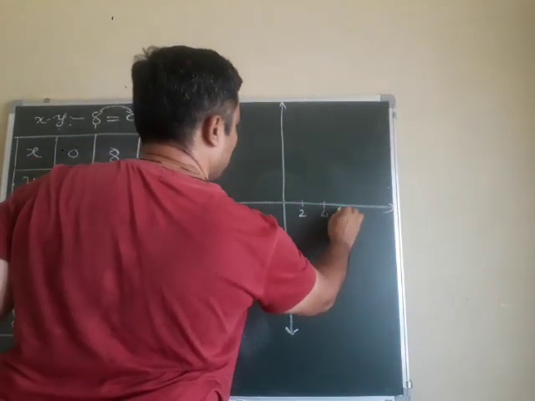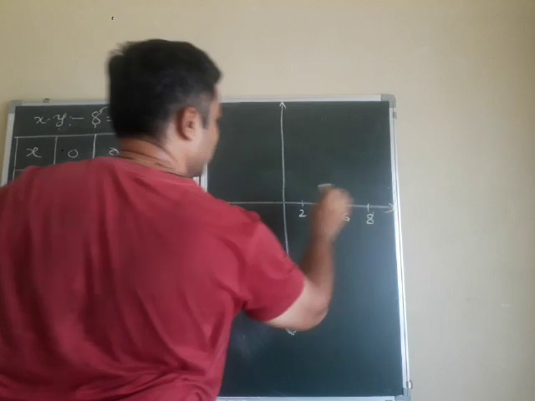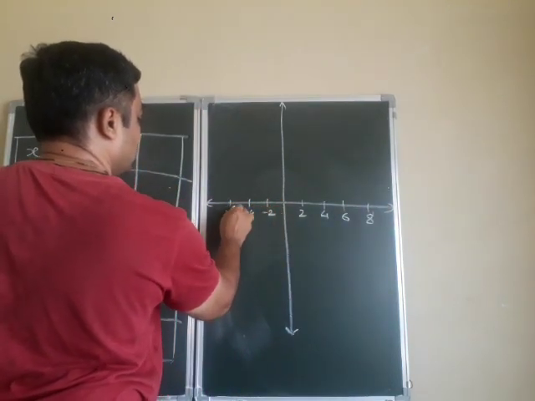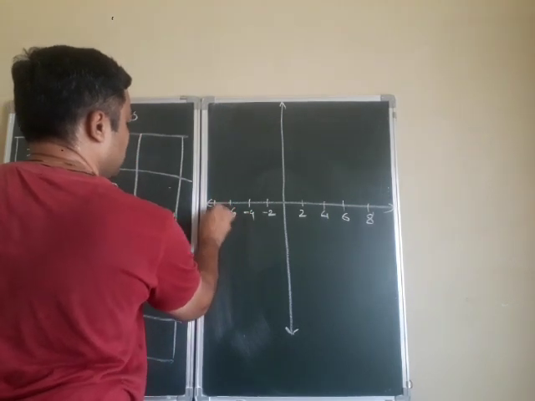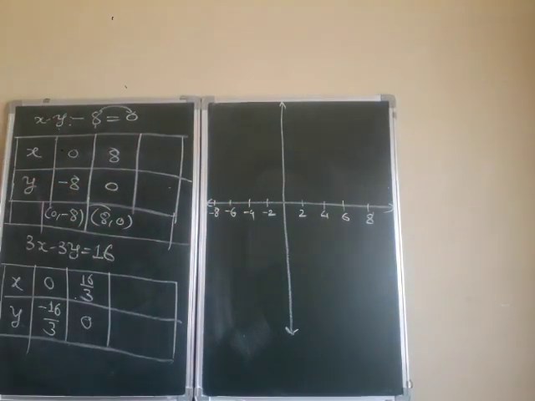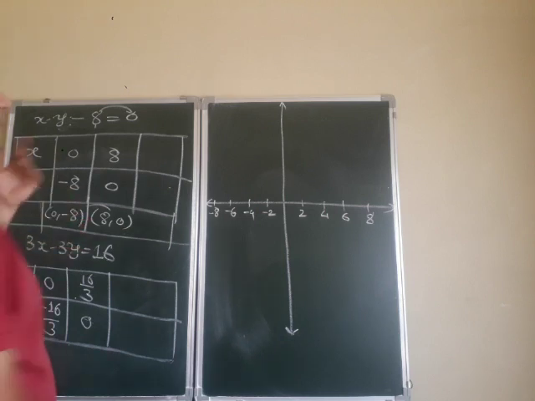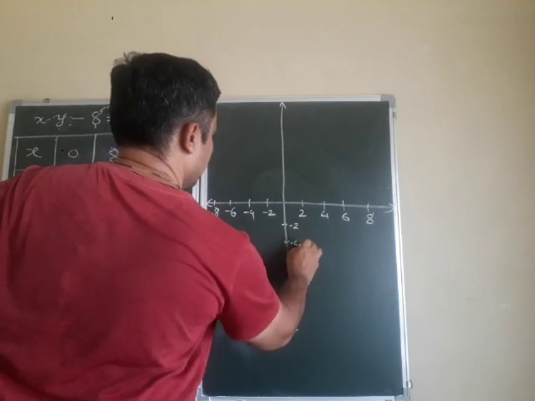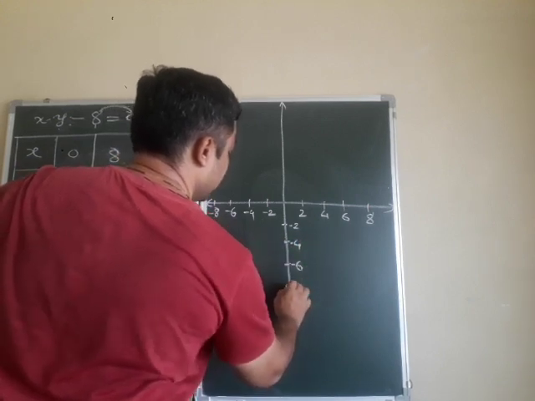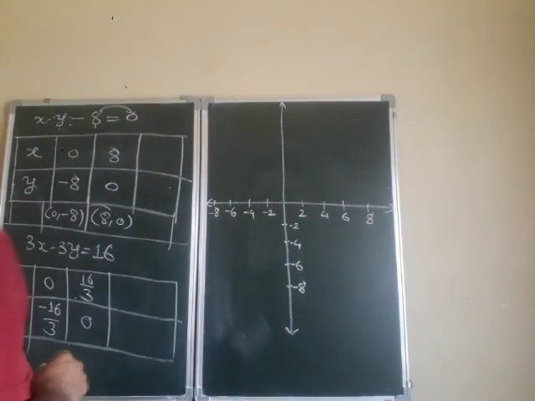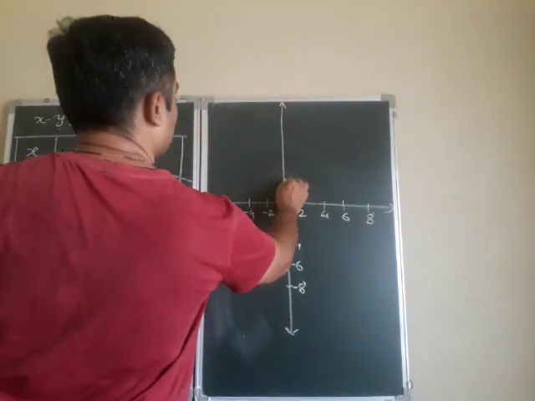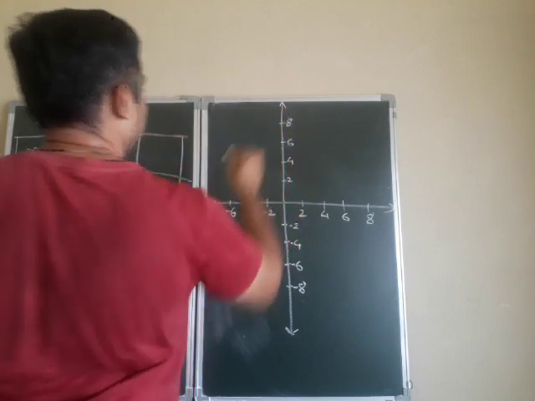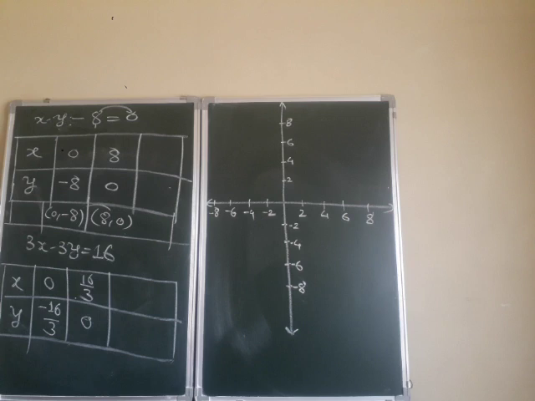Two, 4, 6, 8. चलिए plus 8. Minus 2, minus 4, minus 6, minus 8. चलिए, okay. X, y. Y is also minus 8. Here minus 2, minus 4, minus 6, minus 8. Okay. Here also 2, 4, 6 and 8. चलिए, ready? Now plot it.